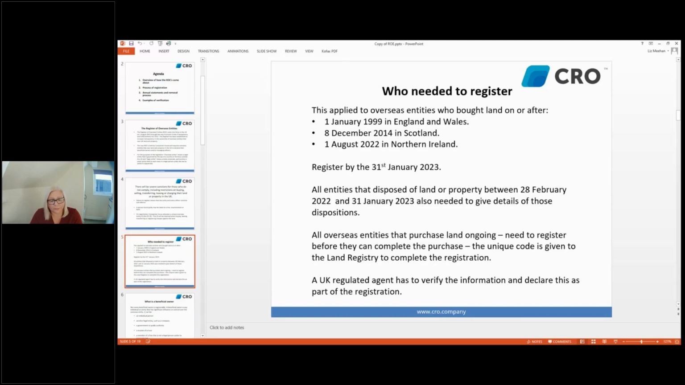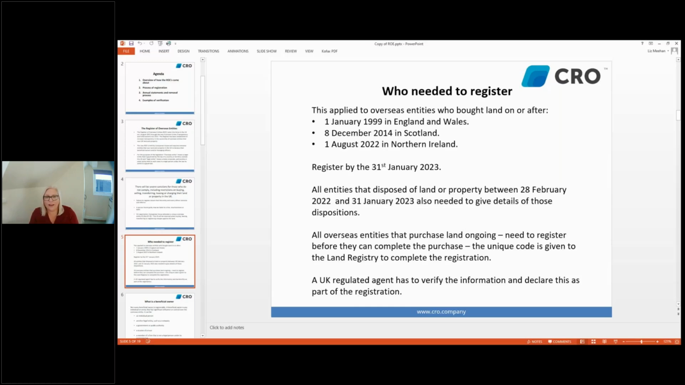On top of that, any entity that had disposed of land quite recently, so between the 28th of February 2022 and the 31st of January 2023, they would also need to give details of any land or property that they disposed of during that time period as well. Now, this register is ongoing, so if any new overseas entity wants to purchase land, then they would need to register before they can complete that transaction as well.